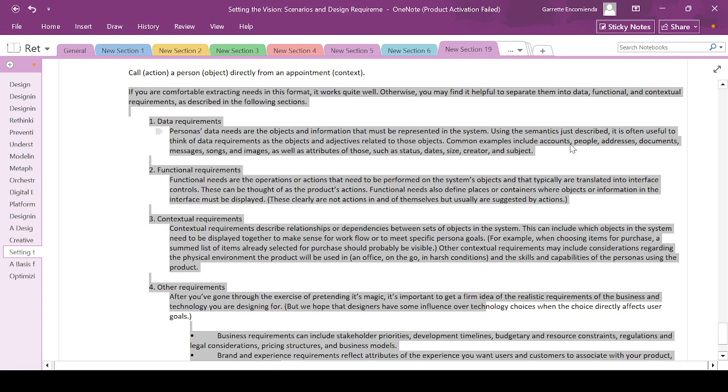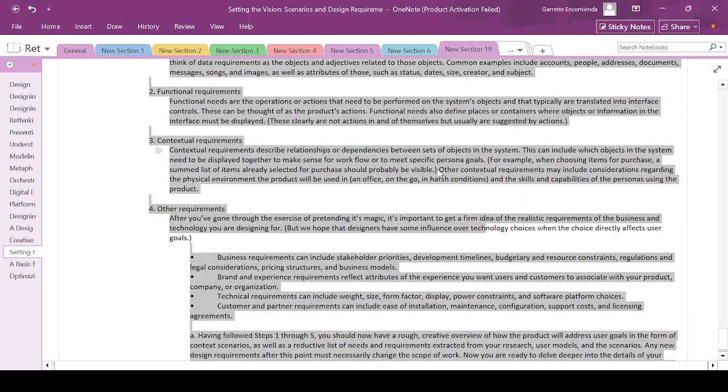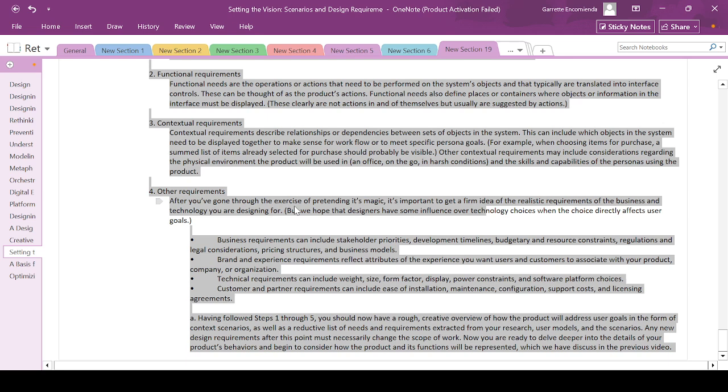So these are attributes of the adjectives themselves, like these people. It could be the adjective of that adjective, kind of like that. This is where the object-oriented programming from the previous video will be more useful. So contextual requirements describe relationships or dependencies between sets of objects in the system.